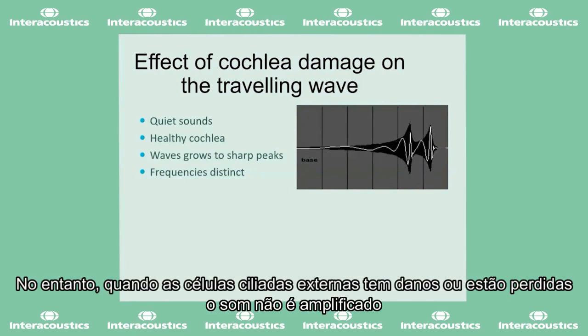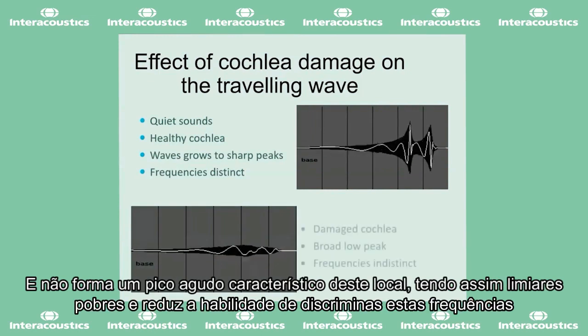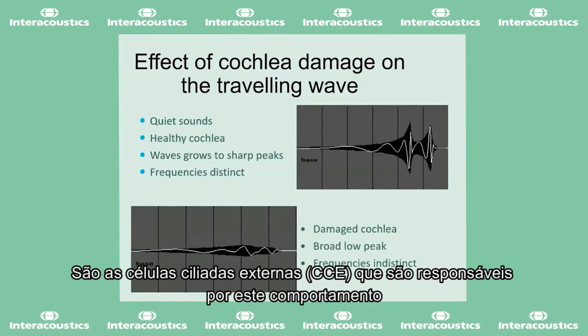However, when the outer hair cells are damaged or missing, the sound is not amplified, it does not form a sharp peak at its characteristic place, and therefore we have a poorer threshold and a reduced ability to discriminate close frequencies. And it's the outer hair cells that were responsible for that behavior.